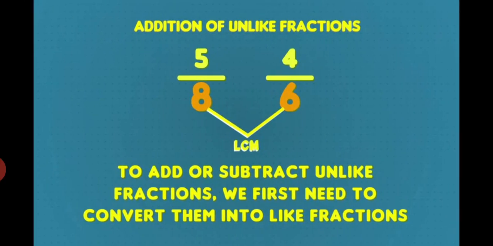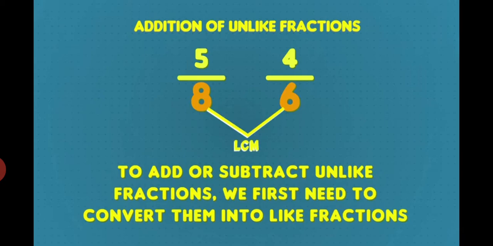First, the addition. Here I have two fractions, 5 by 8 and 4 by 6. You can see the fractions are unlike fractions. So to add or subtract unlike fractions, we first need to convert them into like fractions. So how shall we convert it?